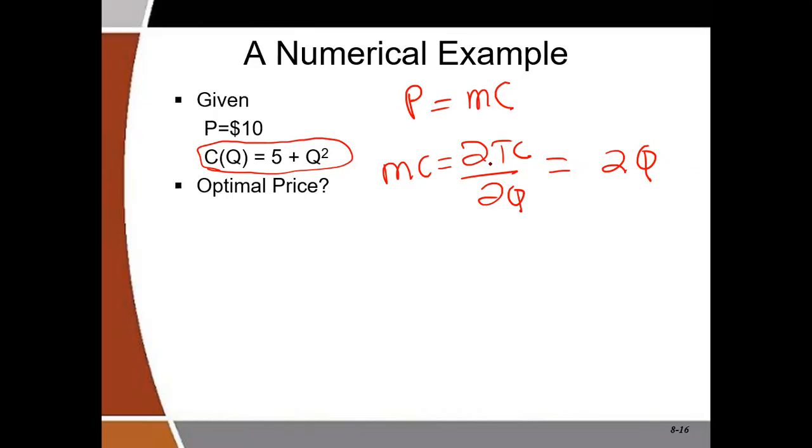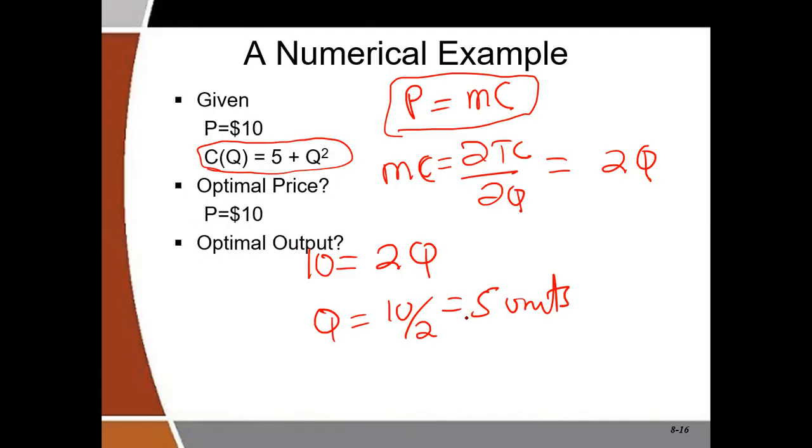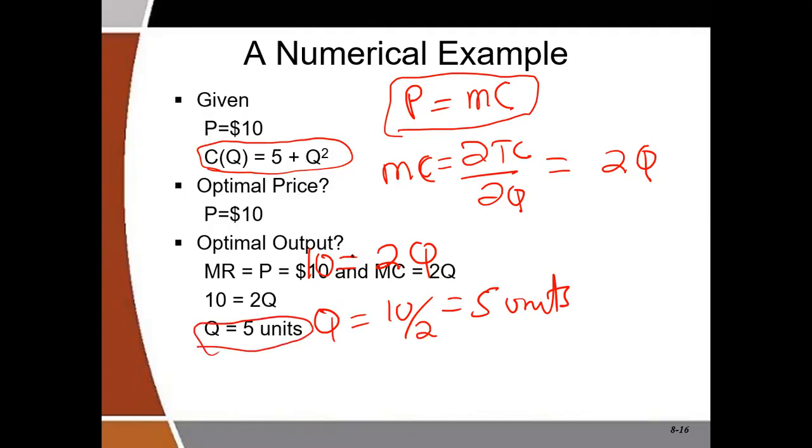All right. Now, if you want to find the profit maximizing quantity, we will use this condition: price is equal to marginal cost. So 10, which is price, should be equal to marginal cost of 2Q. That means Q will be equal to 10 over 2, and then Q will be equal to 5. So the number of units that maximizes profit is 5 units.